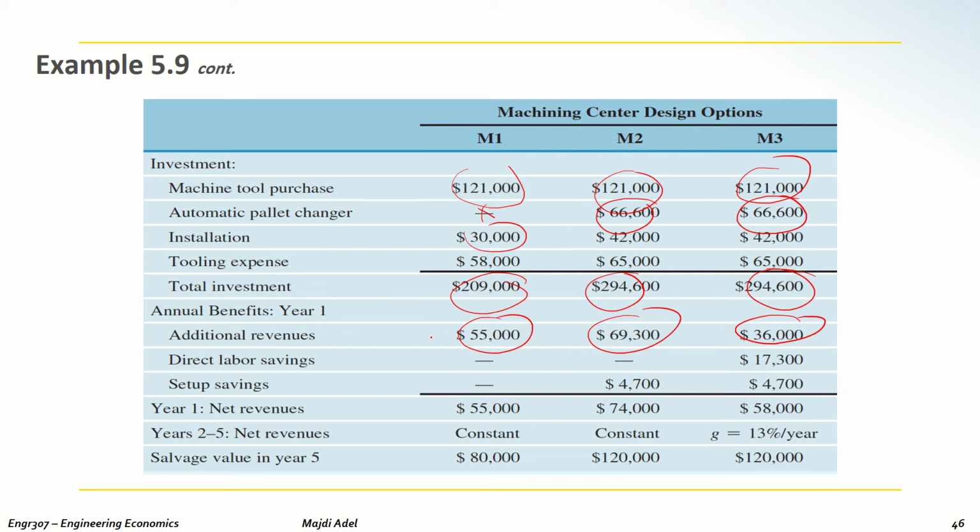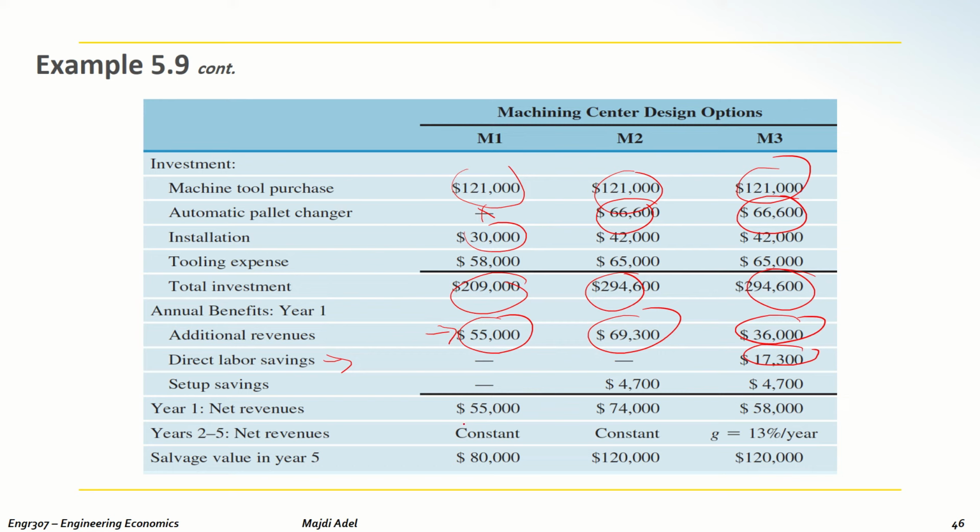This is from revenue. And from savings in labor savings, I have $17,300 for the third option because the first and second options will use 3 operators. But in the third option, they will use 2 operators. So they are saving the salary of 1 operator. في الخيار الأول والثاني بيستخدموا 3 operators, 3 مشغلين. لكن في الخيار الثالث بيستخدموا مشغلين اثنين، فبالتالي هم قاعدين بيوفروا راتب مشغل واحد بالسنه. اوكي. And there is setup savings of 4,700 for the second and third options.